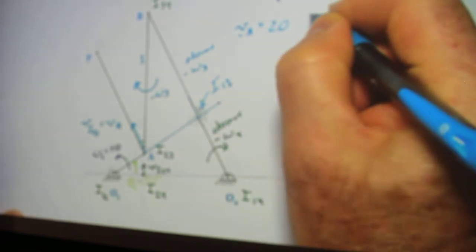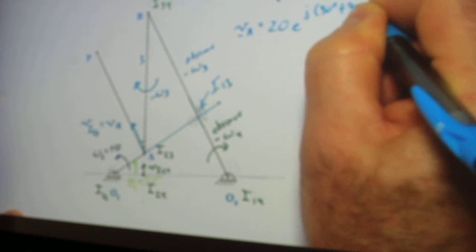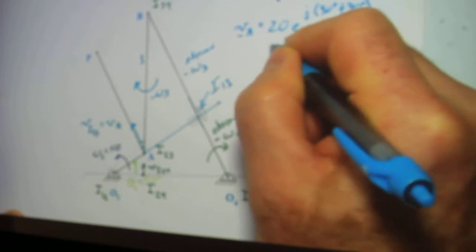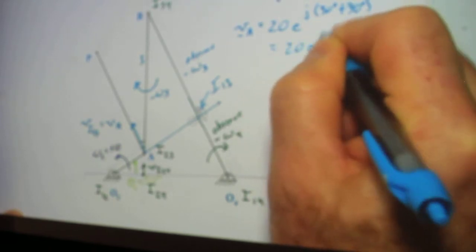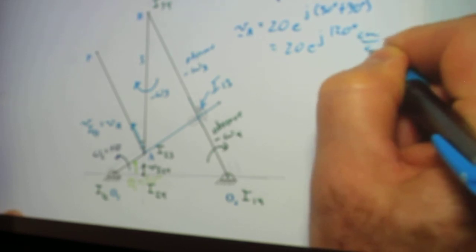So what I do is I add 90 degrees to that. So I get the velocity of A equals 20 e to the j (30 degrees plus 90 degrees) equals 20 e to the j 120 centimeters. Why do you add 90 to it?